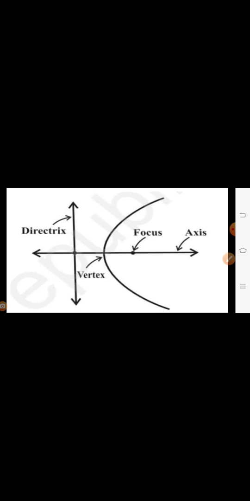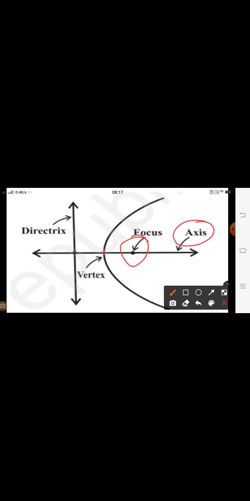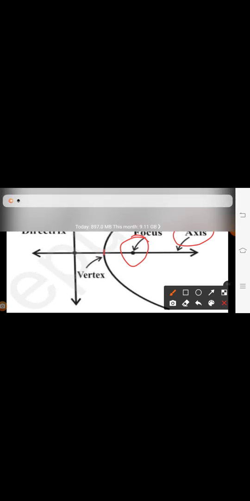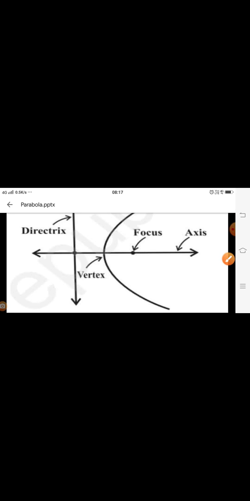Here if you observe, we get the parabola either along the x-axis or the y-axis. The point where the parabola touches the axis we call the vertex. Focus we discussed in the previous slide, and the axes we know, x-axis and y-axis, and the line we plot is called the directrix.